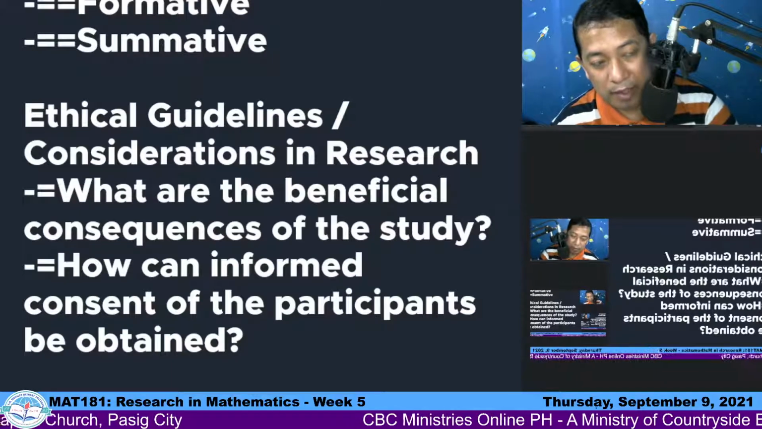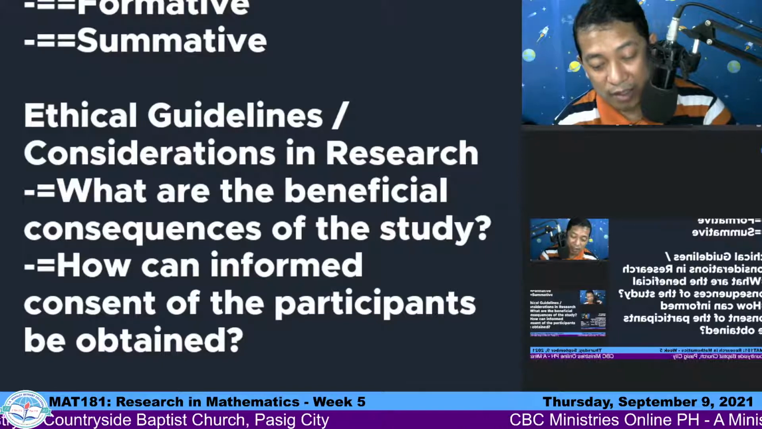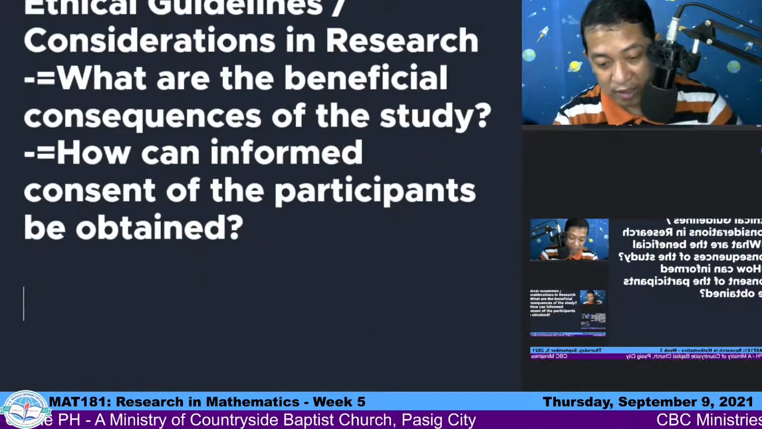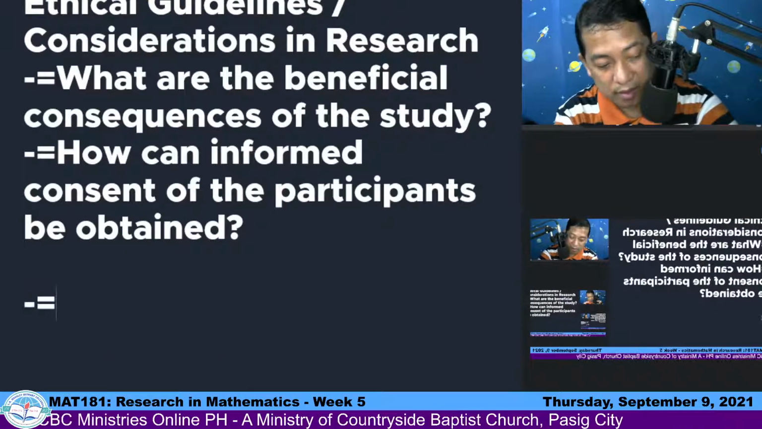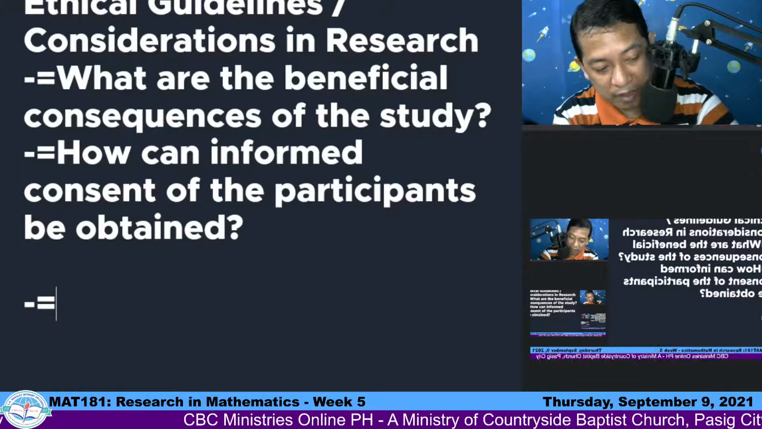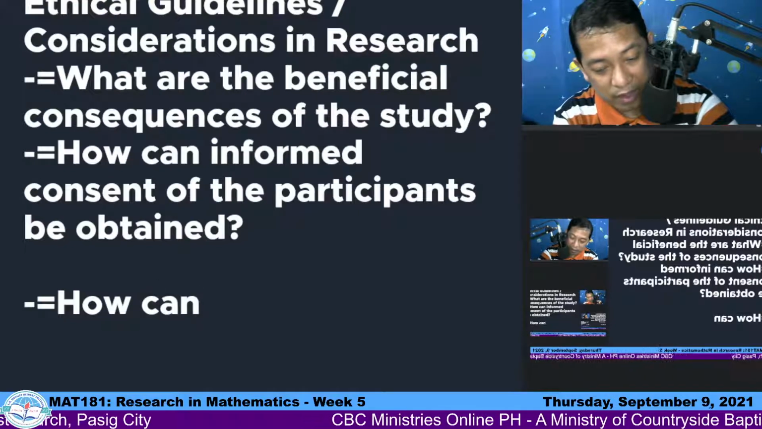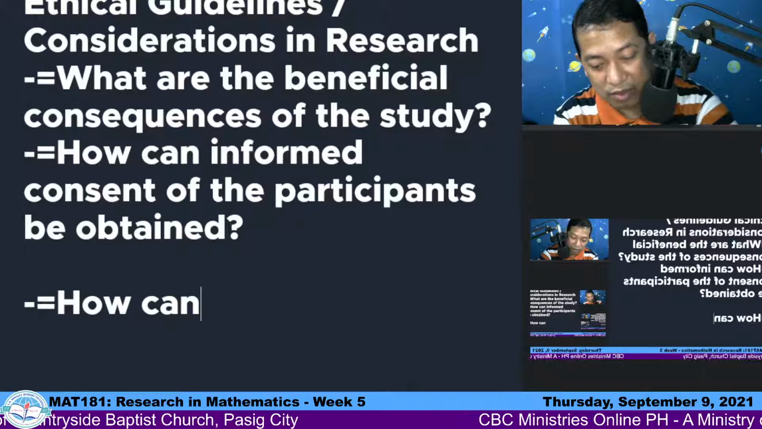Do the participants really give consent? And then we should look at confidentiality. That's another aspect. How can confidentiality of the participants be protected? Very important issue as far as ethics is concerned, yung confidentiality.